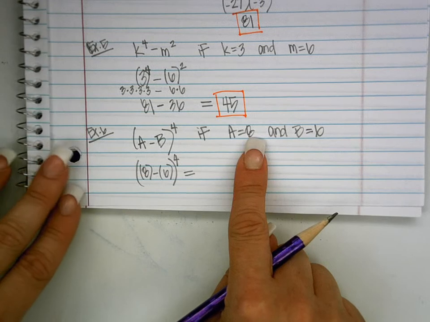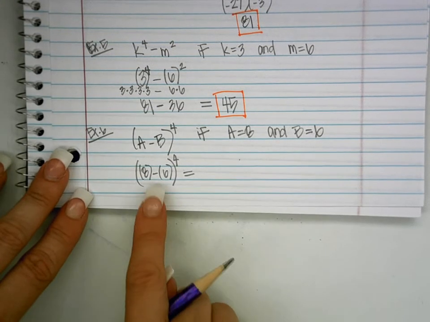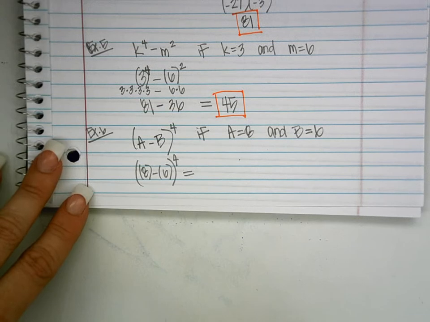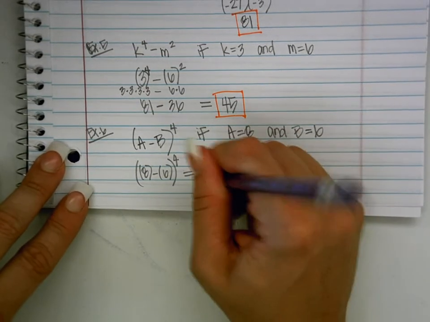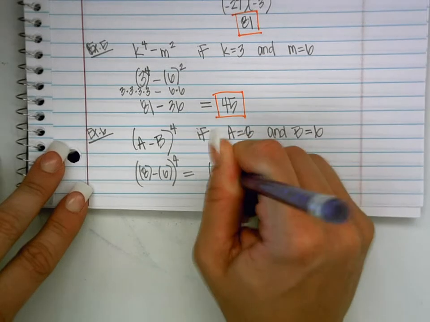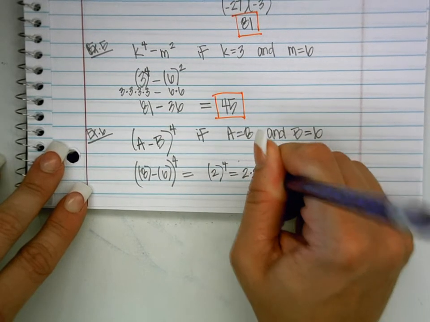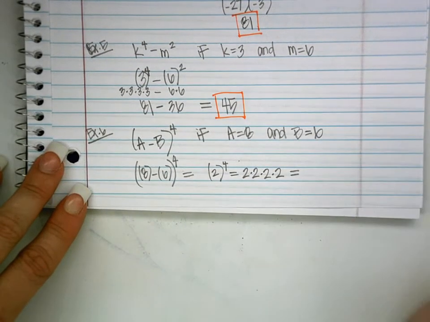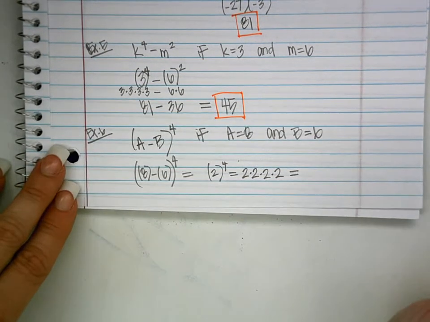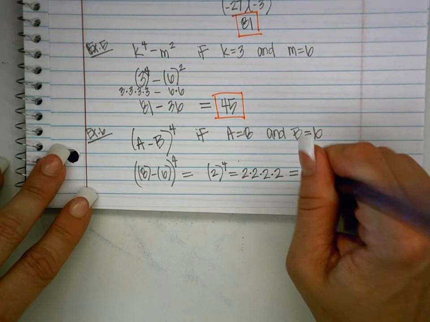So, first, what do I do in here? Do I do the exponent or do I do the subtraction? The subtraction. What is 8 minus 6? 2. So this is 2 to the 4th power, which if you write this out is 2 times 2 times 2 times 2. What is 2 times 2 times 2 times 2? 16 should be your answer.